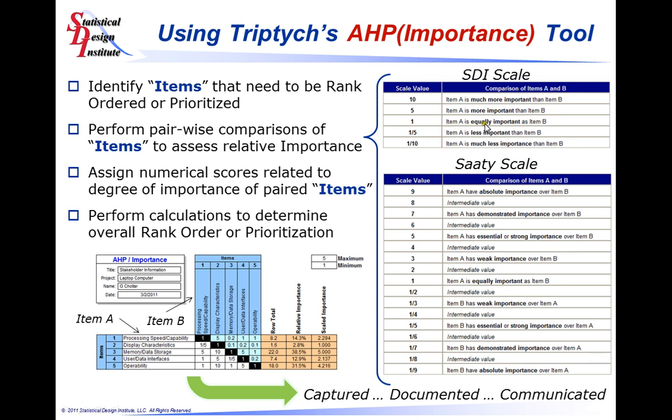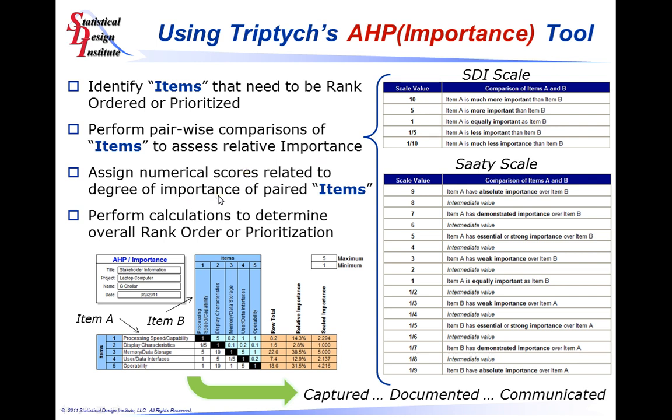A 1 would indicate equally important, and then using the reciprocal of the above numbers, we can make an assessment where item A is less important than item B, or item A is much less important than item B. There are various numerical scales that can be used. The original scale that was developed and employed by Thomas Saaty in the development of the AHP technique is on a 9-to-1 numerical scale with the corresponding reciprocals. And in the Triptych AHP Importance tool, you can use the Saaty scale, or you can use the Triptych scale, which is an abbreviated 10-5-1 scale.